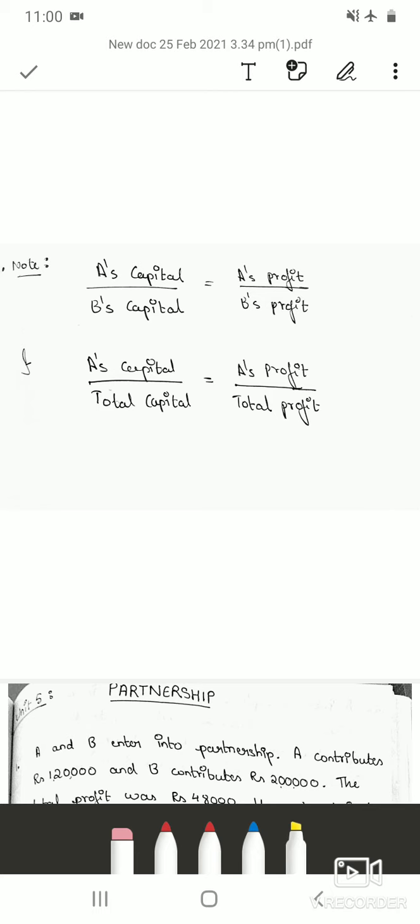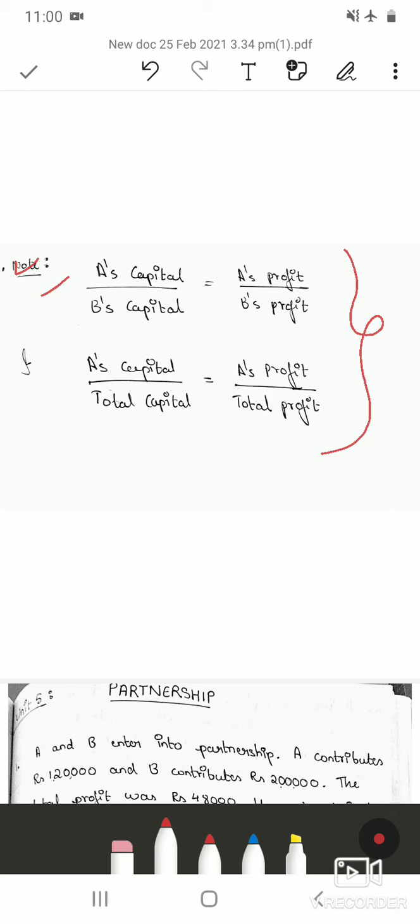So before we begin with the problems, just remember this note, it is very important to solve the problems. So the first note is A's capital by B's capital is equal to A's profit by B's profit. And the next note is A's capital by total capital is equal to A's profit by total profit. So these two are very important. We will be using these two notes.